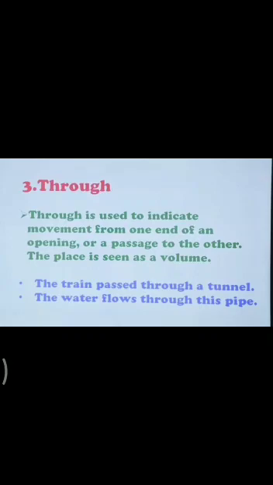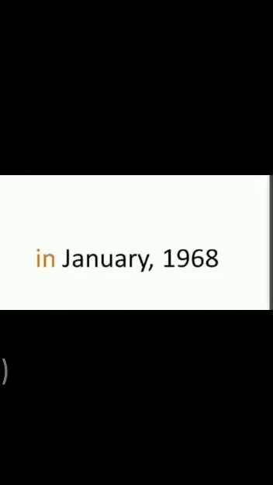Through. Through is used to indicate movement from one end of an opening or a passage to the other. The place is seen as a volume. For example, the train passed through a tunnel. The train passed through a tunnel shows that a train has started from one end of an opening and has come to another end. In the second example, the water flows through this pipe. So through is used here as a preposition.